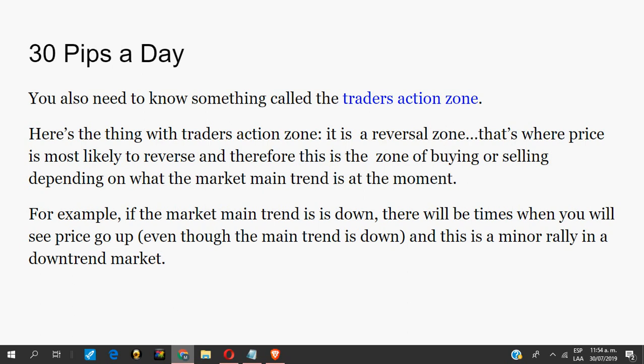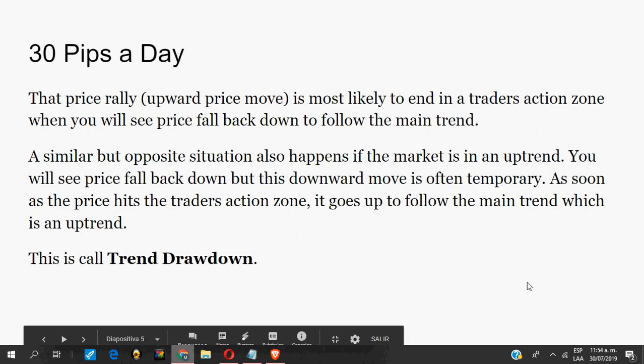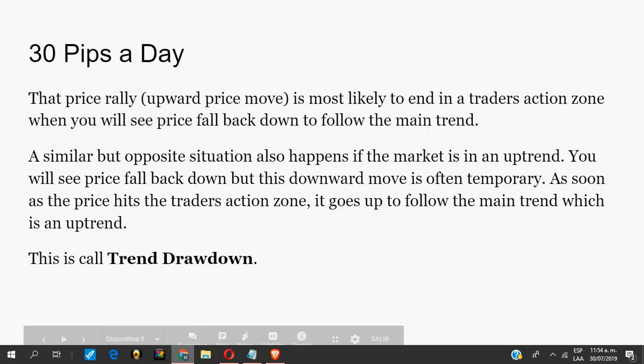For example, if the market main trend is down, there will be times when you will see price go up. And this is a minor rally in a downtrend market. That price rally is most likely to end in a trader's action zone, when you will see price fall back down to follow the main trend.